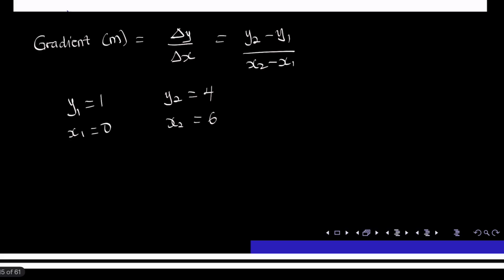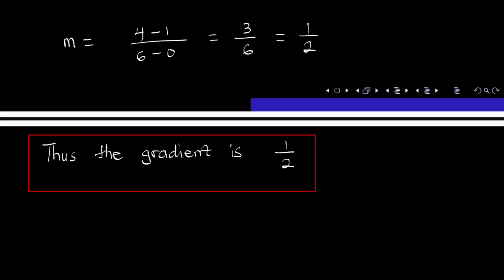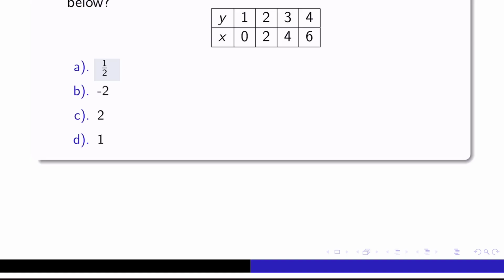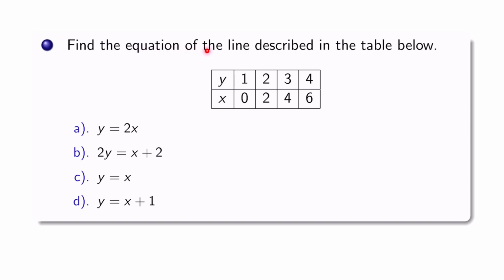Now let's find the gradient. The gradient m is defined to be y2 minus y1, which is 4 minus 1, divided by x2 minus x1, that will be 6 minus 0. And so we are going to have 3 over 6, which is equal to 1/2. The gradient is 1 over 2. Thus, the correct option is option A. Find the equation of the line described by the table below.